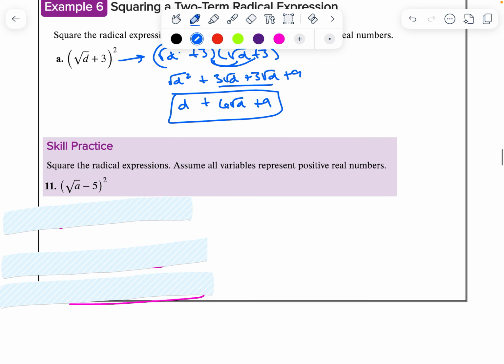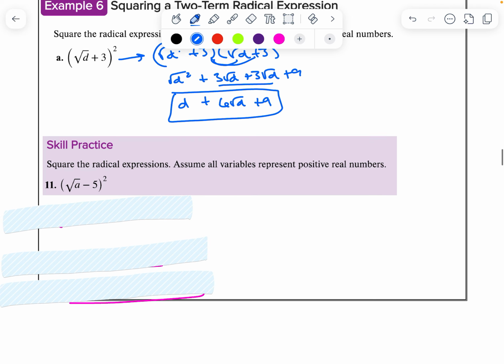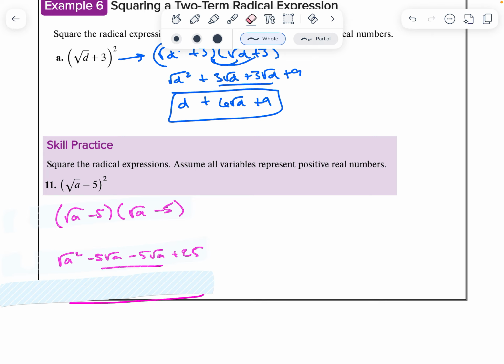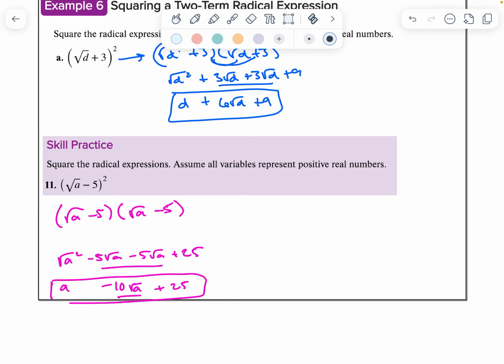Try this next one. I'm going to show you my answers in 3, 2, 1. So write it out twice. Distribute. Combine like terms.